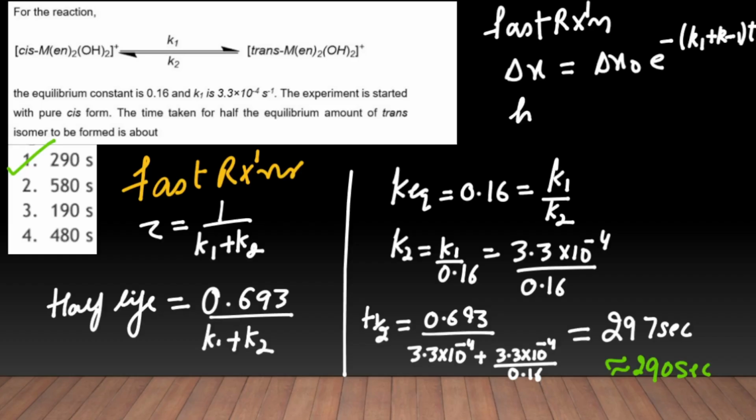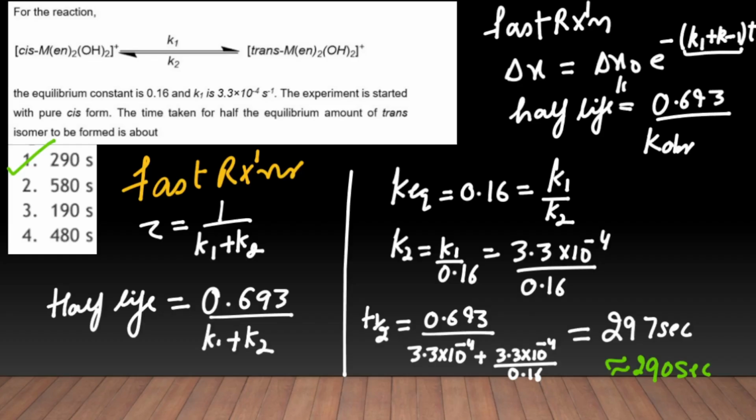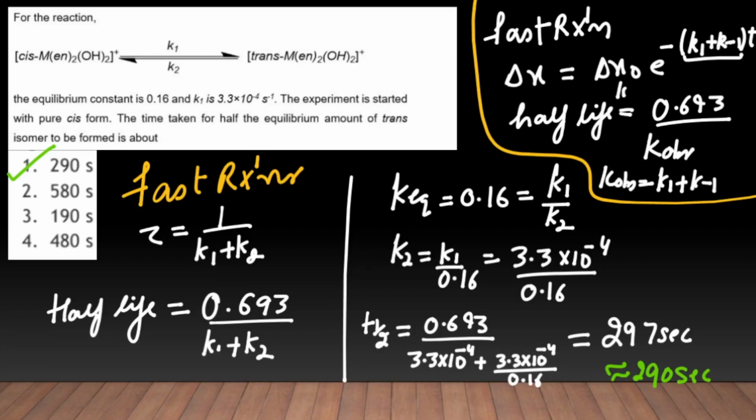This you remember it. And the half-life, since it is the first order, that we have used over here, which is 0.693 upon the k, which is the observed one. So overall rate constant, you are getting it as this only. Which means the observed rate constant is k1 plus k inverse. So this thing you just remember it for the fast reactions. Okay, so this one we have used it.